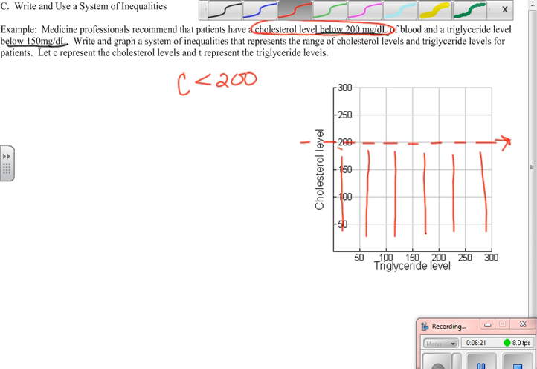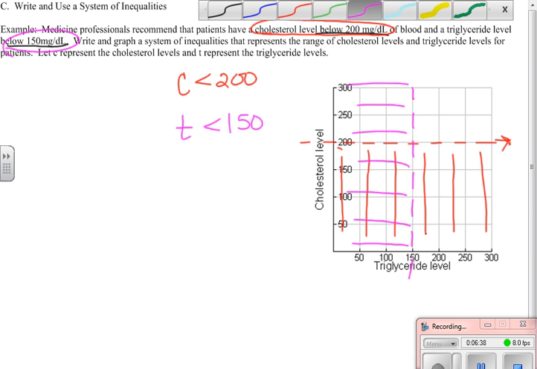If we go to represent these in terms of a graph, cholesterol below 200 means that your C must be less than 200. Not less than or equal to, must be less than. So that would include all, notice dashed lines, of your values and below. Now, our triglycerides, our T's, must be less than 150. And that would indicate everything less than on this side.